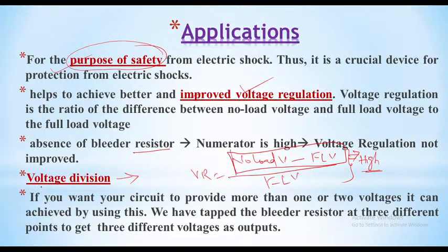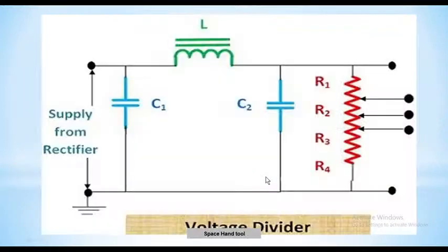That's simple. So the next application, the third major application of the bleeder resistor, is voltage division. If you want your circuit to provide more than one or two voltages, it can be achieved by using this bleeder resistor. Here we use a tapping mechanism. We tap the bleeder resistor at three different points in order to get three different voltages as outputs. Let me show the diagram.